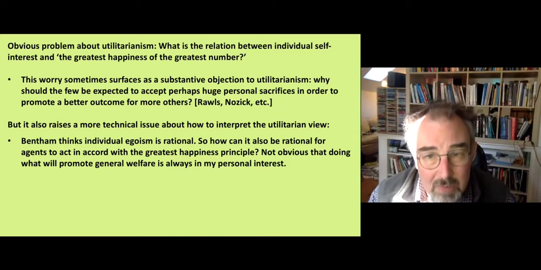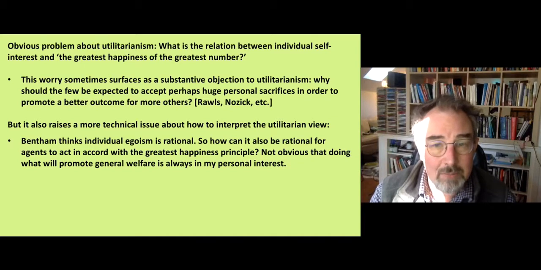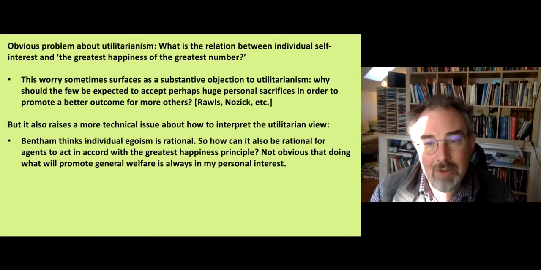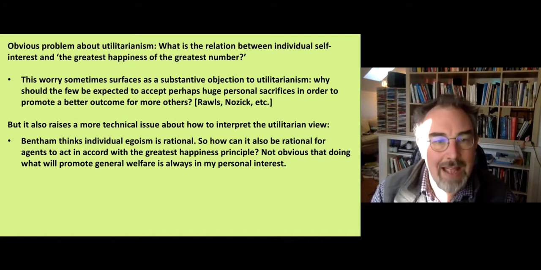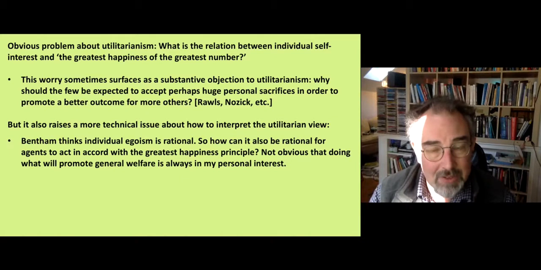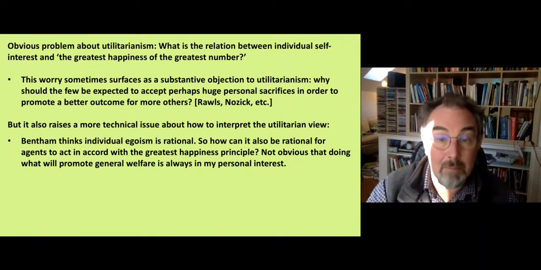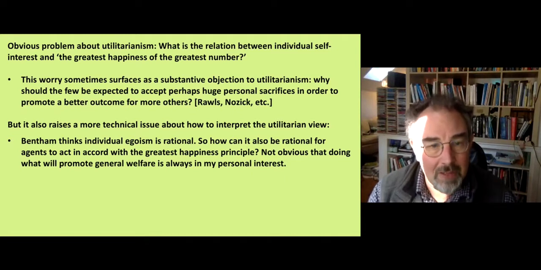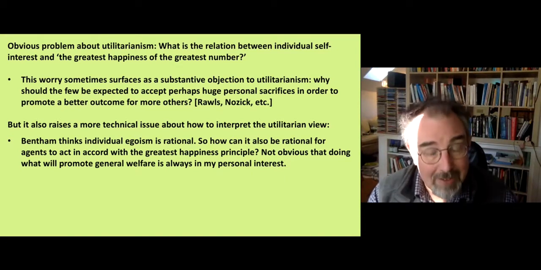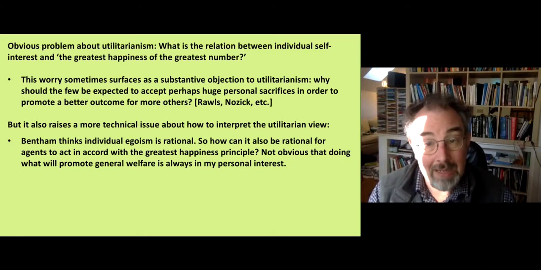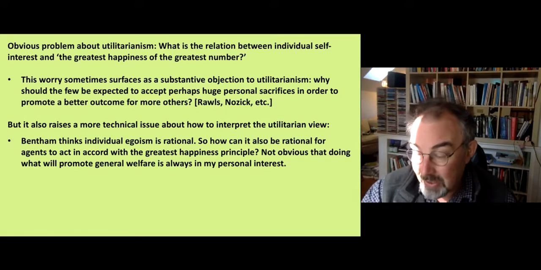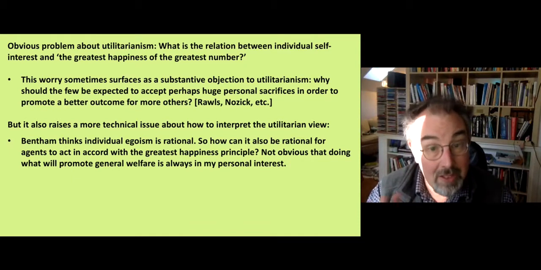So how can it also be rational, if the rational thing for individuals to do is to maximize their own personal welfare, how can it also at the same time be rational for agents to act in accordance with the greatest happiness principle? It's not obvious that doing what will promote the general welfare is always going to be in my personal interest. And so, as I've said already, the utilitarians want to say, look, the general welfare always trumps personal self-interest, but when there's a conflict, why is it rational, therefore, for me to accept something that will, in a conflict case, actually suppress my personal welfare? That doesn't seem rational at all. It seems to be something that is fundamentally against my rational self-interest. And that, of course, creates an internal tension within the utilitarian position.